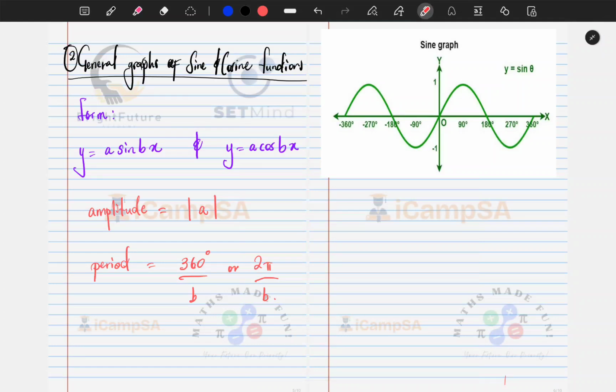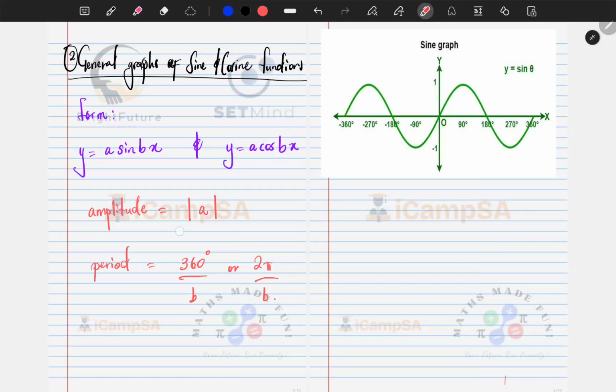Now we are moving to your general forms, your general equations. So for example, here I have y = a sin bx, and here I also have a cos bx. If you like, you can just put this into brackets. So we'll start with these two. In this case, a is what would represent your amplitude.